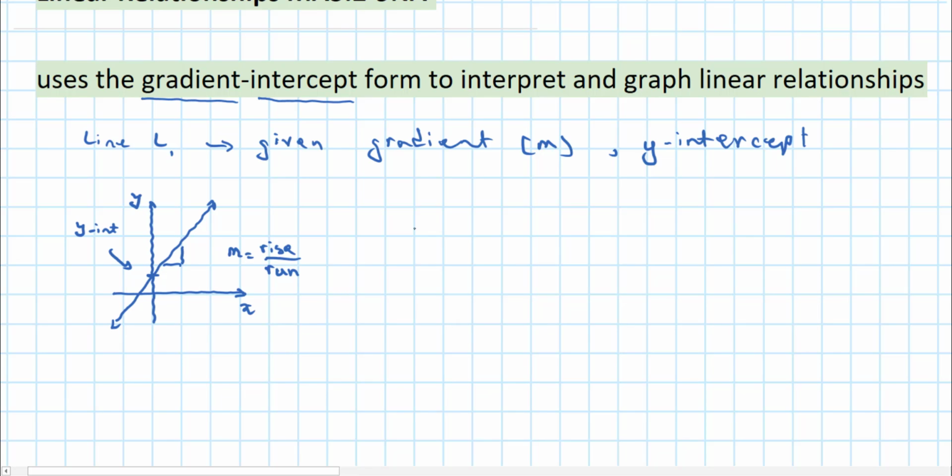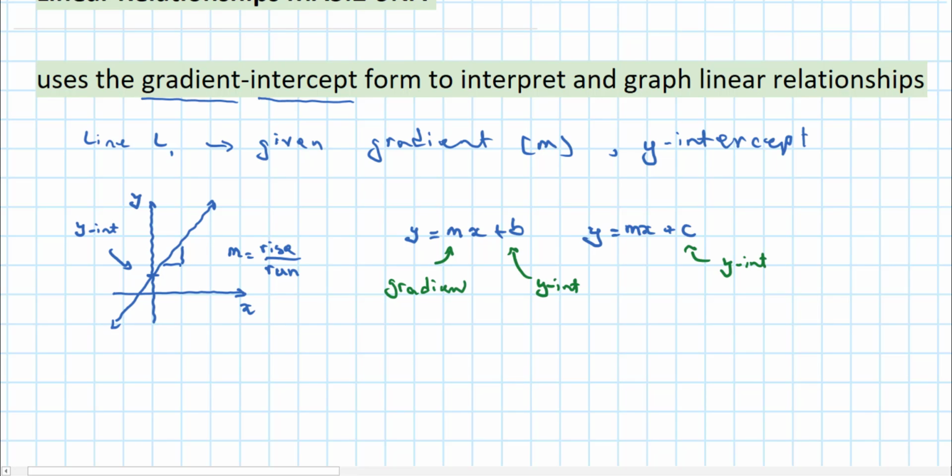So the gradient-intercept form of the line is the one that we're most familiar with, written as y equals mx plus b. Sometimes you'll see this as y equals mx plus c. It really doesn't matter because b and c are just constants and they represent the y-intercept in both cases. So the pronumeral that's used is irrelevant, they represent the same value. And m is our gradient.